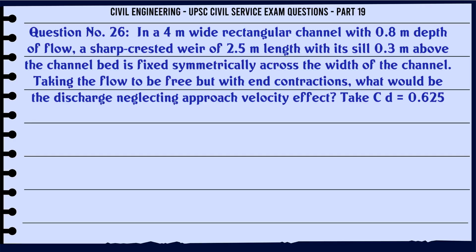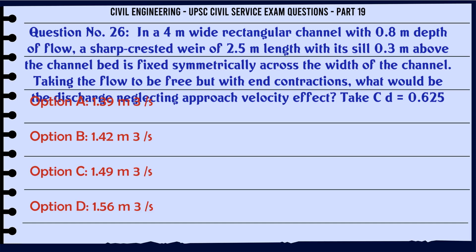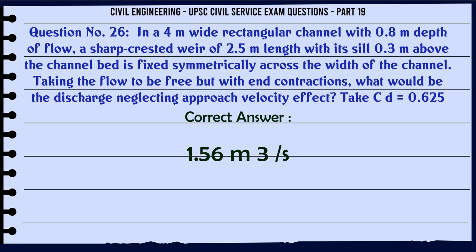In a 4 m wide rectangular channel with 0.8 m depth of flow, a sharp crested weir of 2.5 m length with its sill 0.3 m above the channel bed is fixed symmetrically across the width of the channel. Taking the flow to be free but with end contractions, what would be the discharge neglecting approach velocity effect? Take CD 0.625. A. 1.39 m3/s. B. 1.42 m3/s. C. 1.49 m3/s. D. 1.56 m3/s. The correct answer is 1.56 m3/s.